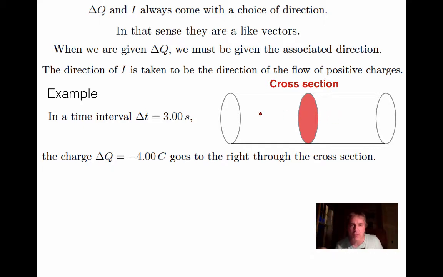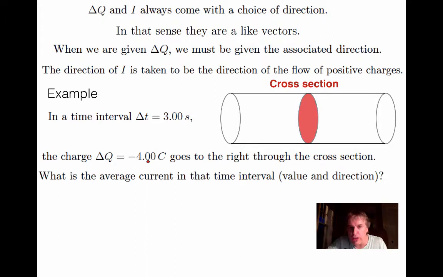Whenever you have negative charges moving in some direction, it's equivalent to having positive charges moving in the opposite direction. So if you have minus 4 coulomb going to the right, it's the same as having plus 4 coulomb going to the left. That's just a statement of the problem. The question is, given all this information, we have to find the average current in that delta t in that wire. When we ask for the average current, we have to give two pieces of information because it's like a vector.